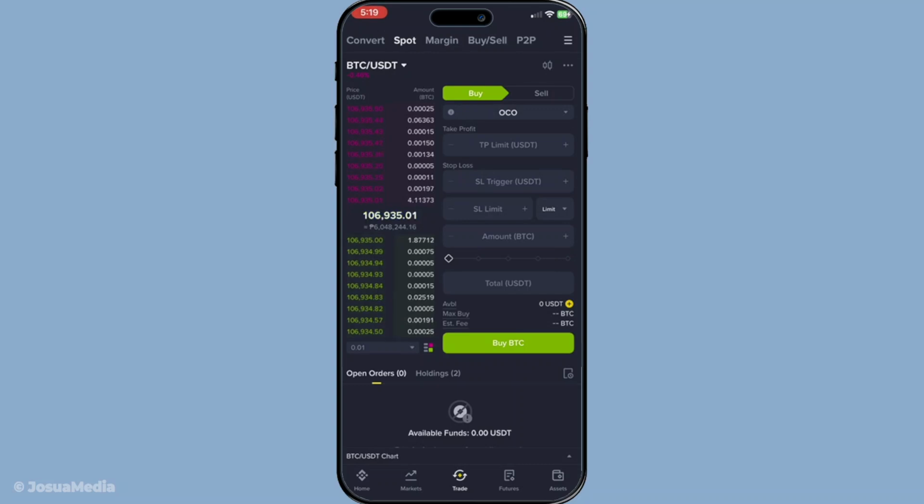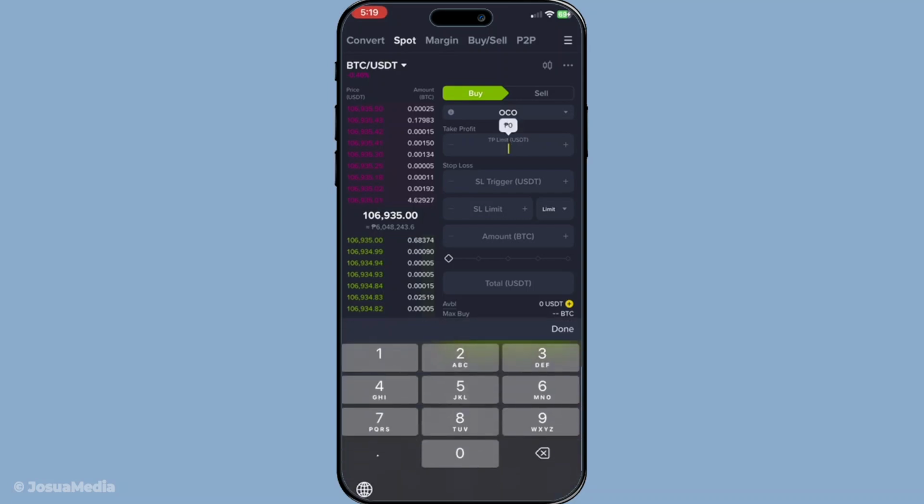Now for setting the prices, remember patience and precision are key here. Start with your take profit, which is essentially your target price. This is the price at which you want to sell for a profit. Enter this number based on your market analysis or personal profit goals.